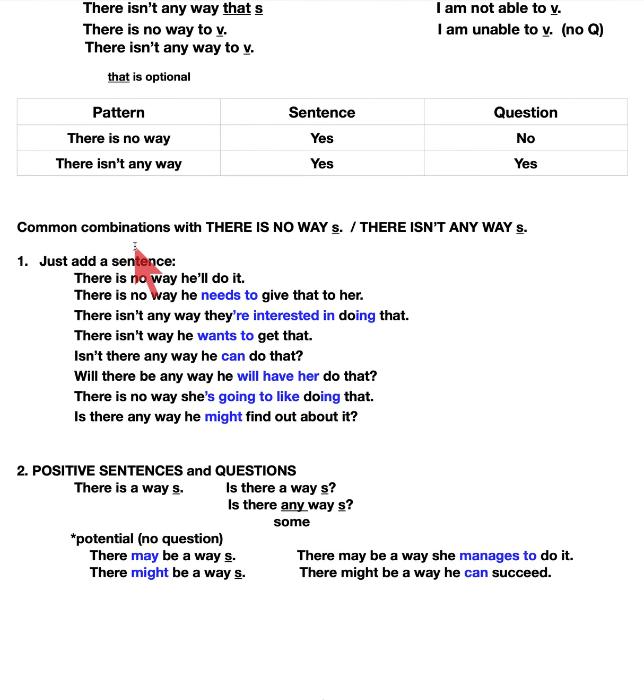In common combinations that you will find with this pattern, you simply just add a sentence. There is no way he'll do it. And all the patterns that we've learned up to that point can be added here. There's no way he needs to give that to her. Isn't there any way he can do that? Is there any way he might find out about it? So you can join these patterns, which are feelings, along with this feeling here.